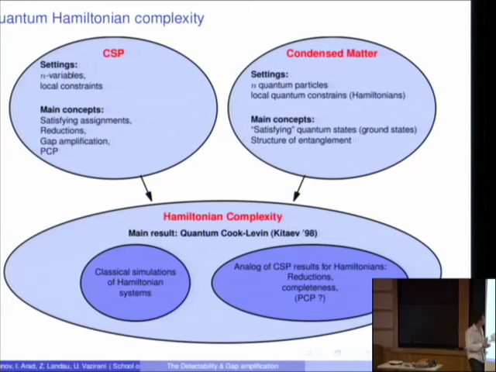Whereas in condensed matter, instead of n variables, what we have is n quantum particles, and we have some quantum constraints between them, which we call Hamiltonians, and we'll talk about them later. And the main concepts here are satisfying quantum states, states that minimize some energy that I will define later, and also the structure of entanglement of these particular states. Now, when we take these two things together, we get the field of Hamiltonian complexity.